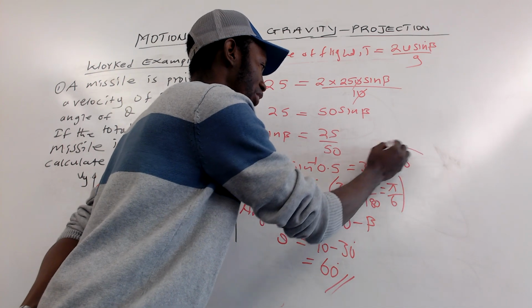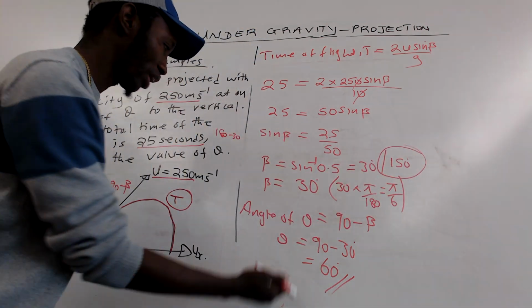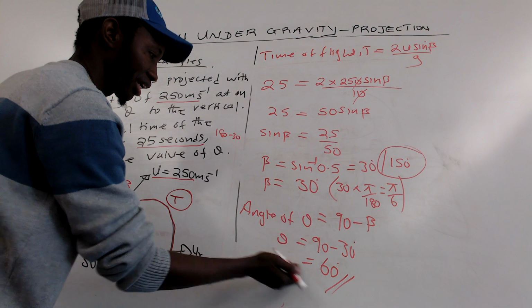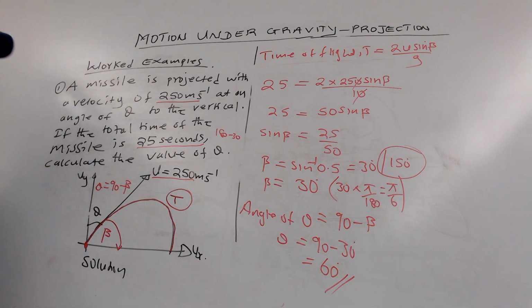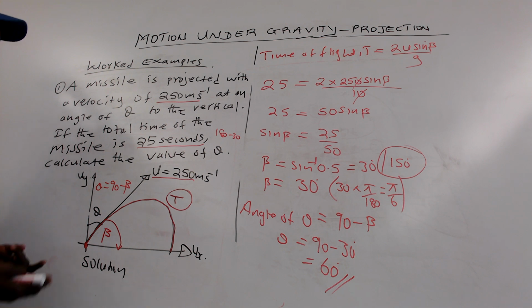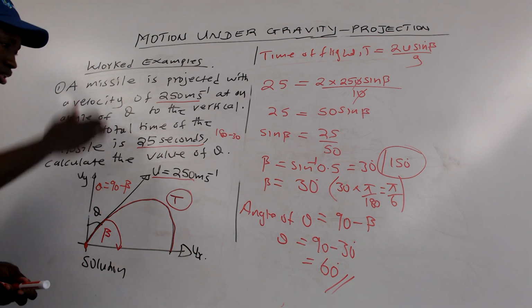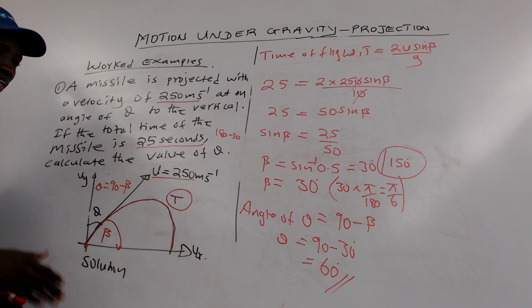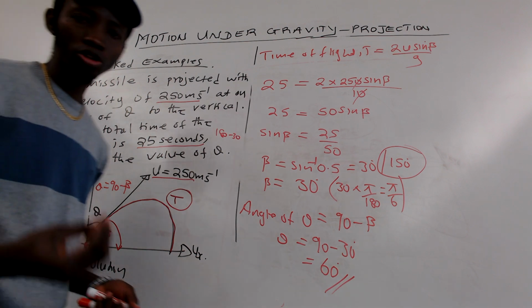So you can consider either of the angles, but for this case, we can just consider 30, so 90 minus 30 gives us 60 degrees. So this is just the basic way we can solve problems under projectile. I hope that if you carefully take your time to go through this video, by the end of it you will understand the whole of projection.